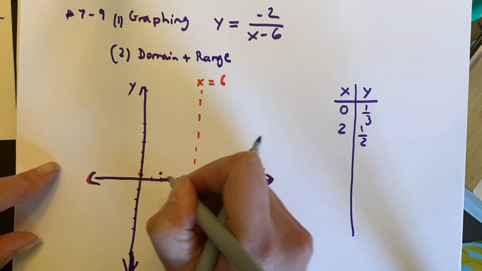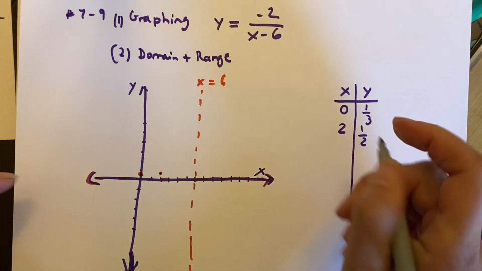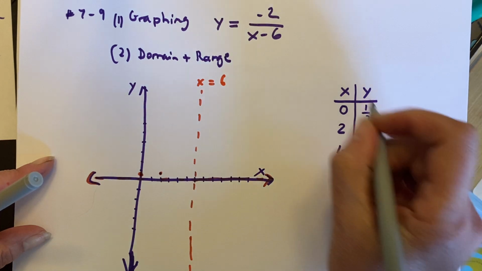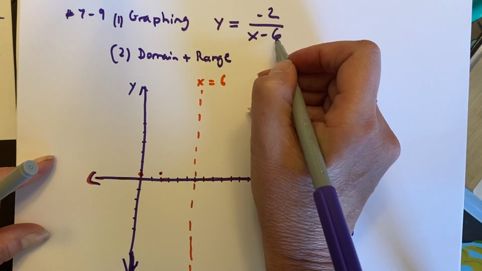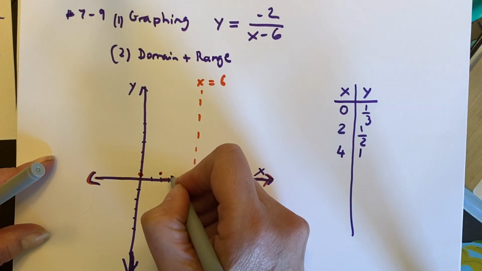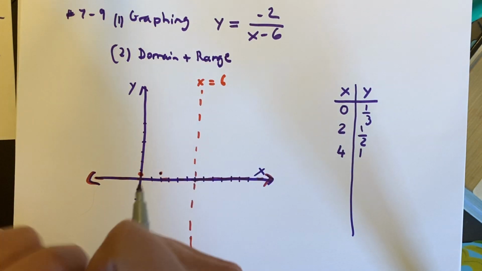Slightly higher here. Let me put in 4. If I put in 4 minus 6, I get -2. -2 divided by -2 is 1. So 4, 1.